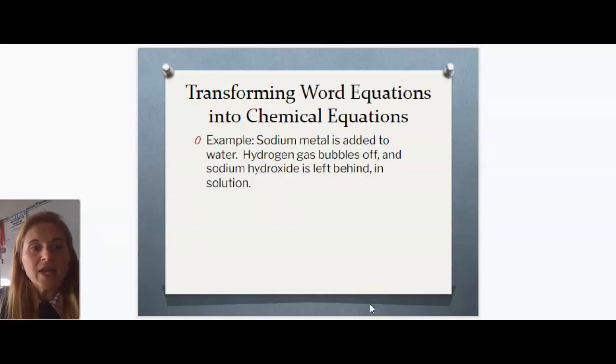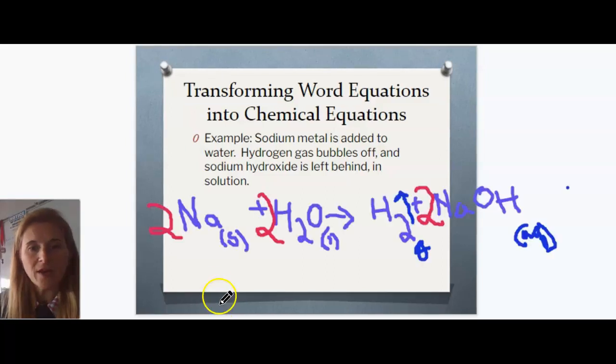All right, let's look at transforming word equations into chemical equations. So here our example is sodium metal is added to water, hydrogen gas bubbles off, and sodium hydroxide is left behind in a solution. So go ahead and pause, write the balanced chemical equation and what type of reaction it is. All right, so here we have our answer.